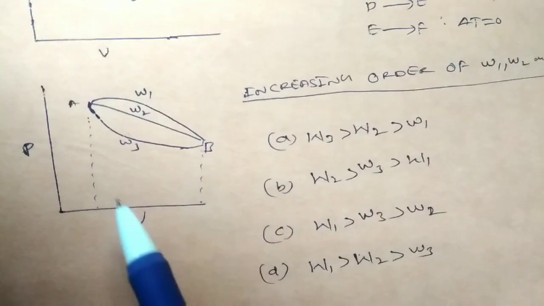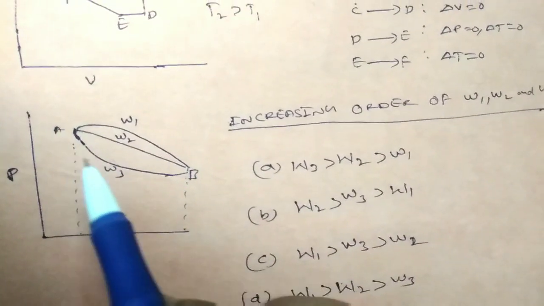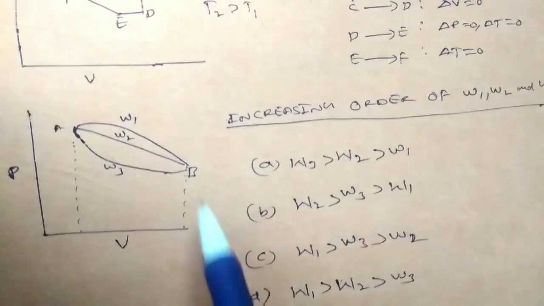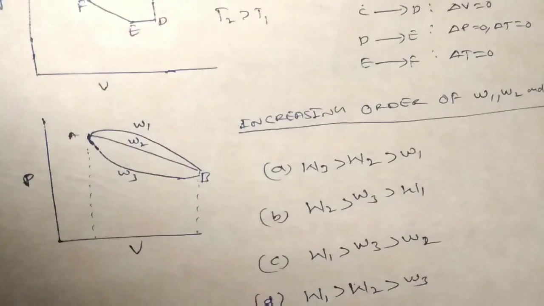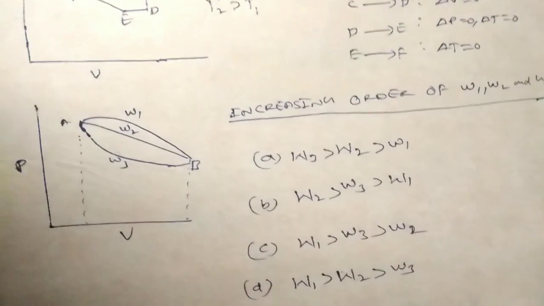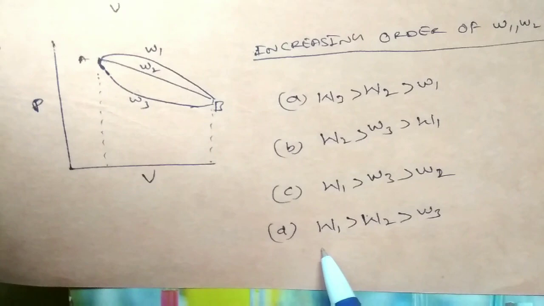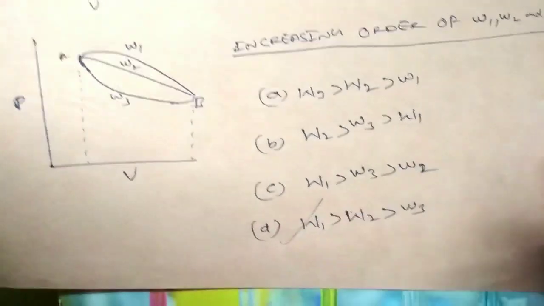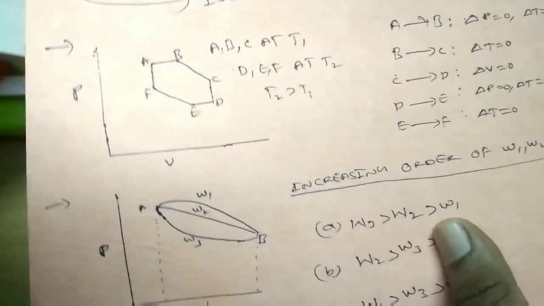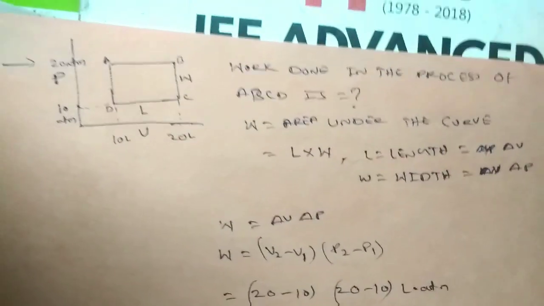Since the area under the above curve is more, W1 will be more. The area under the curve and work done have a directly proportional relation. Based on that, W1 is greater than W2, which is greater than W3. So therefore option D is right. It's a very important question, which was given in a previous year. So let us see one more problem of this kind.